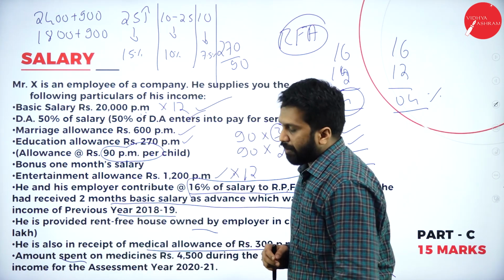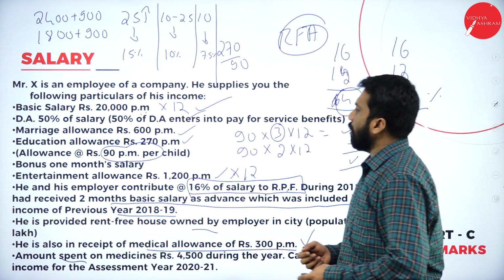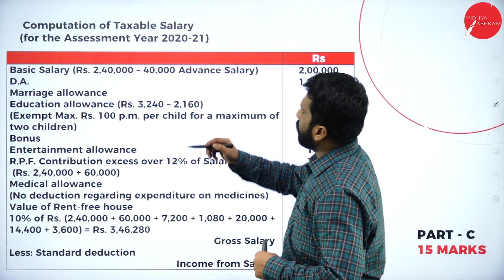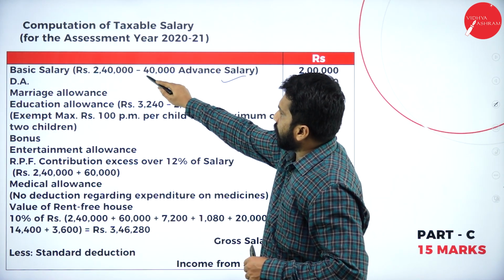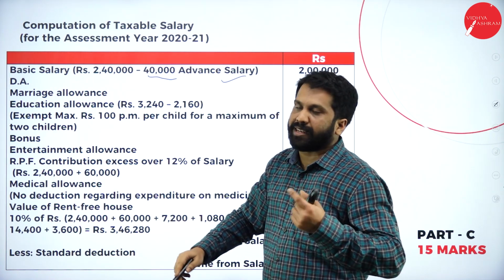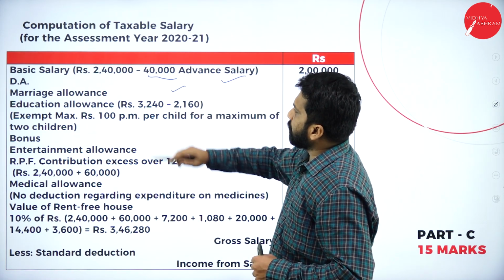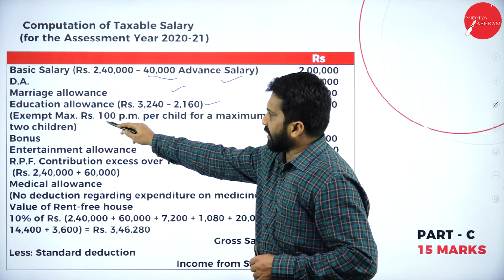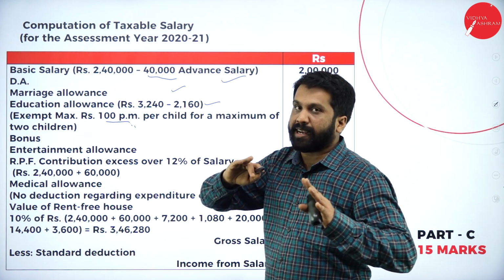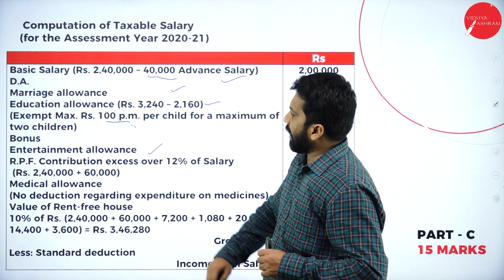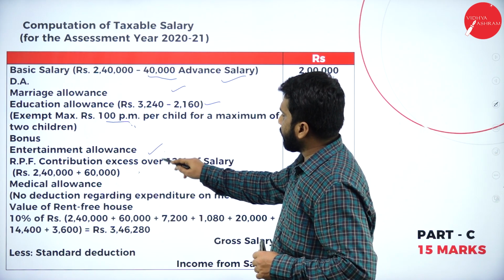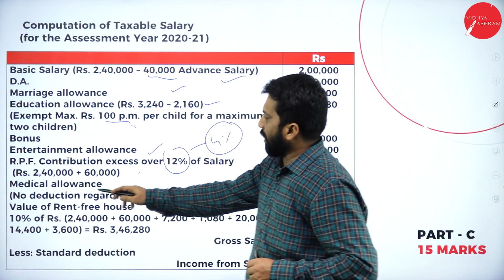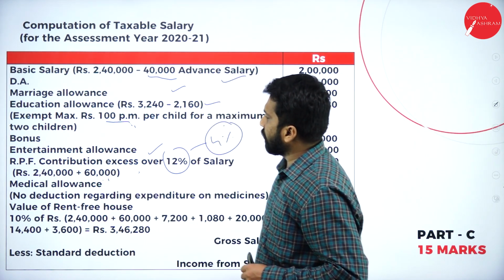Now, we're done with all these concepts. Now, computation of taxable salary. As I told you, they have received 40,000 as advance, that's why they have deducted it. Marriage allowance multiply, education I told you, up to 100 is exempted, but here only 90 rupees is given. Entertainment taxable, as I told you, excess of 12% means 4% taxable, 2,40,000 plus 60,000 on that.